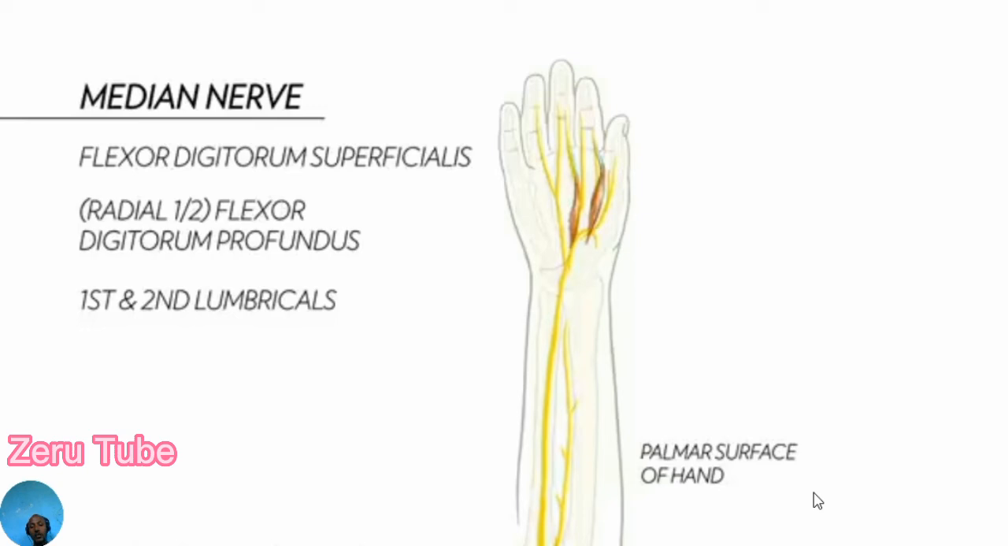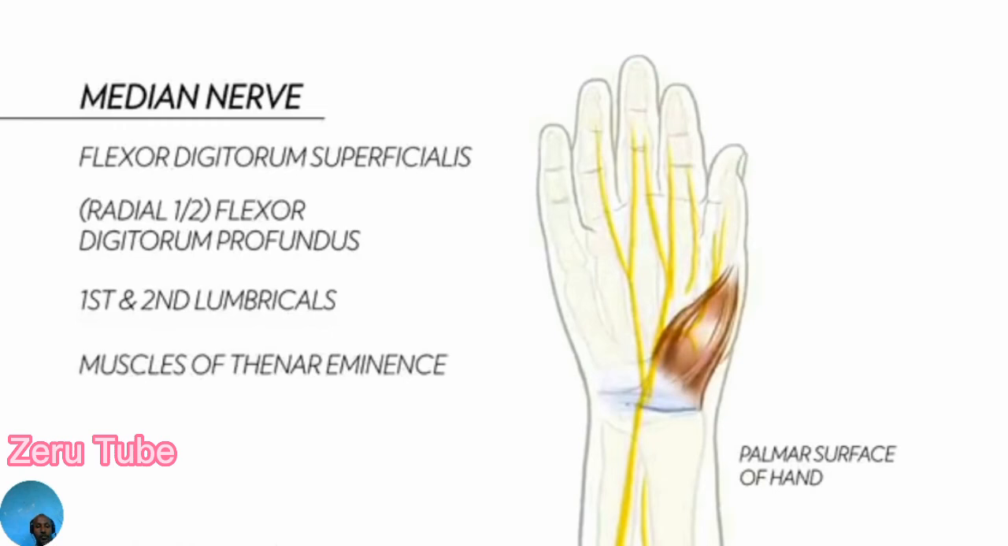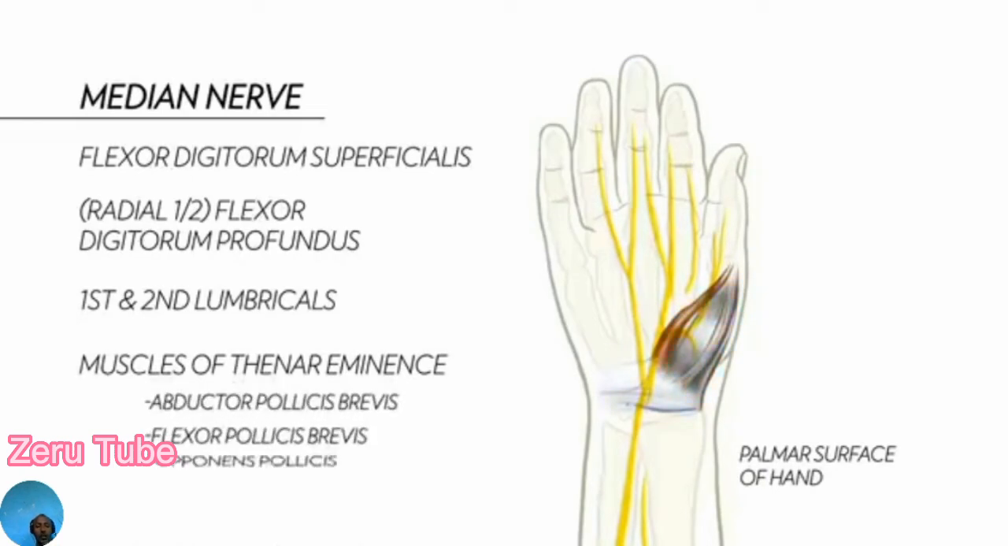The first and second lumbrical muscles, this is the first lumbrical muscle, this is the second lumbrical muscle, are innervated by the median nerve. So the median nerve gives innervation for those muscles. In addition, the median nerve gives innervation to the thenar muscles. Those muscles are abductor pollicis brevis, flexor pollicis brevis, and opponens pollicis, the muscles found at the thenar eminence.